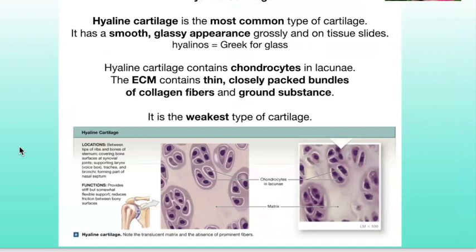Hyaline cartilage is the most common type of cartilage. It has a smooth, glassy appearance, both grossly or to the eye and on tissue slides. Hyalanos is Greek for glass. Hyaline cartilage contains chondrocytes and lacunae, and the extracellular matrix contains thin, closely packed bundles of collagen fiber and ground substance. It is the weakest type of cartilage.